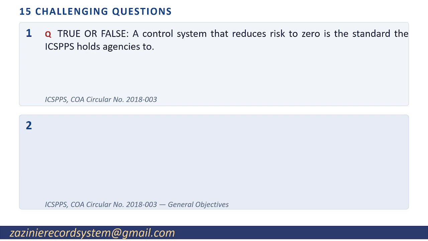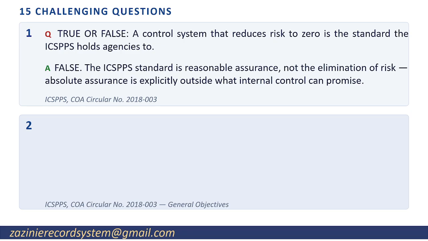15 challenging questions. Number 1. True or false? A control system that reduces risk to zero is the standard the ICSPPs holds agencies to. False. The ICSPP's standard is reasonable assurance, not the elimination of risk. Absolute assurance is explicitly outside what internal control can promise.